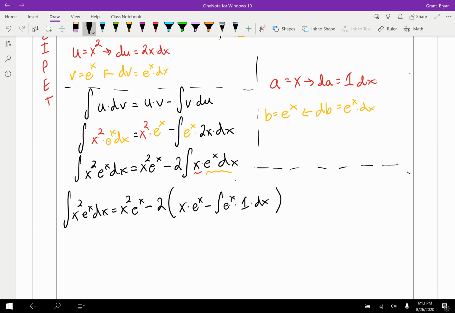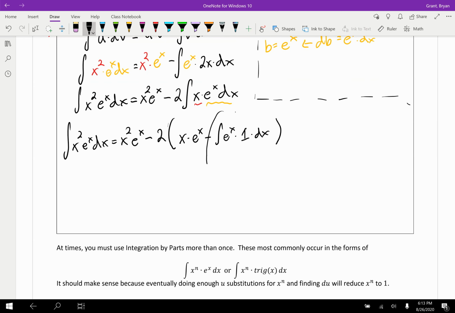The parentheses are really going to help us group everything together so that we don't lose that -2. And second, we are still not done because we still have an integral. However, this is much easier now. So let's see, I'll keep that -2 on the outside for now. You could distribute it first if you wanted.